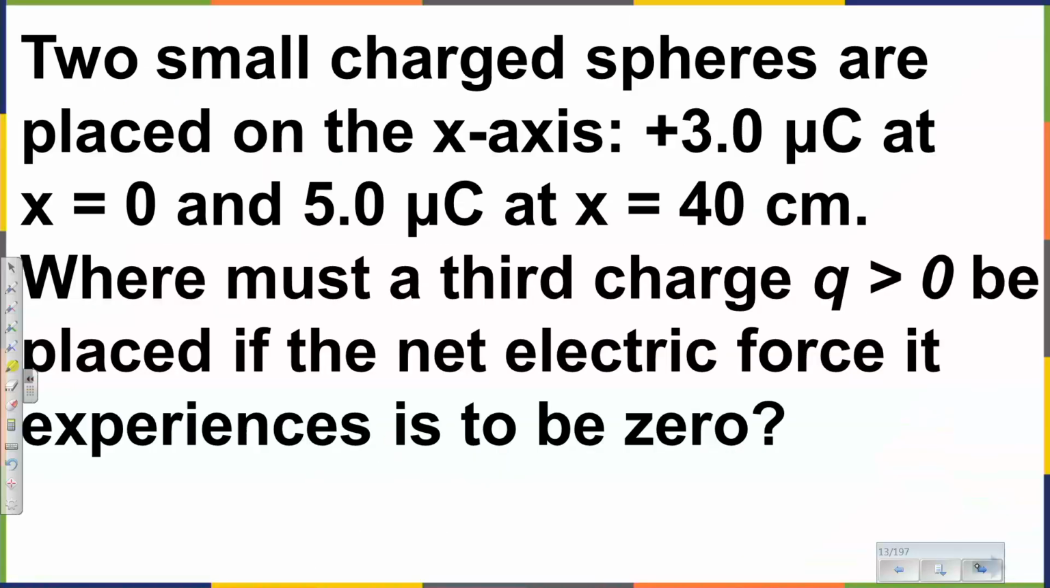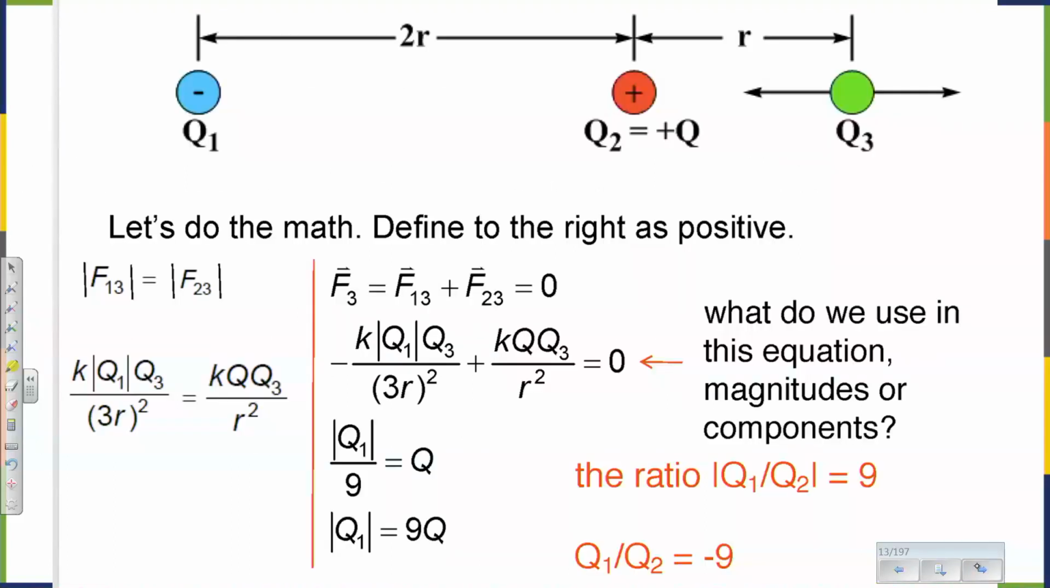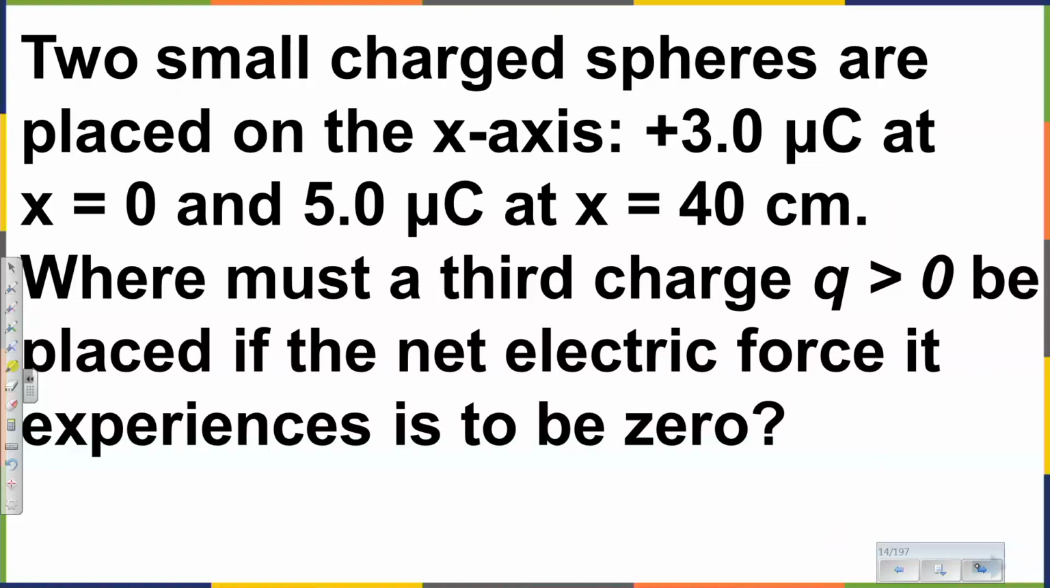All right, so 2 small charged spheres are placed. Net electric force on the third charge is supposed to be equal to 0. This problem is the opposite of the problem we just solved. In this problem, we know the location. In this problem, we are looking for the location.